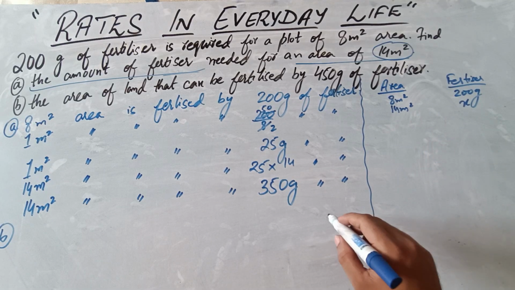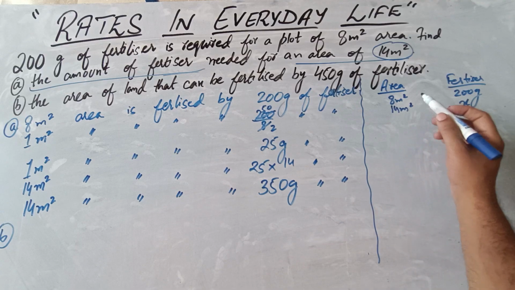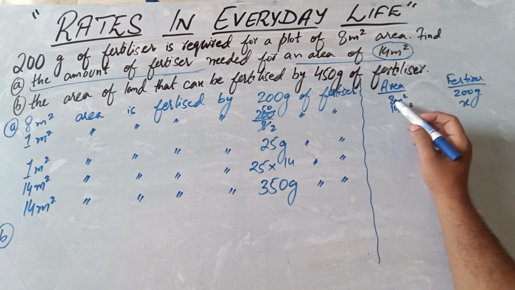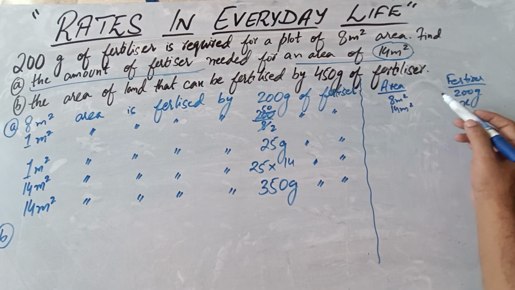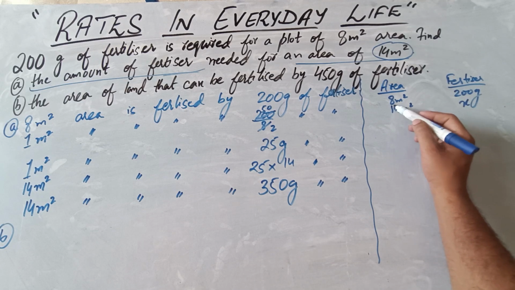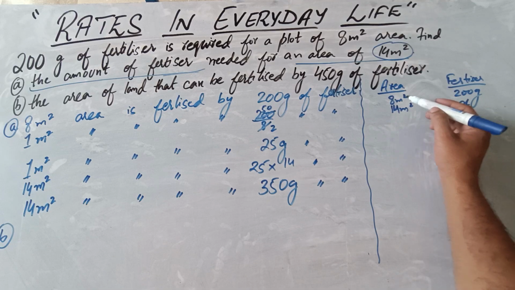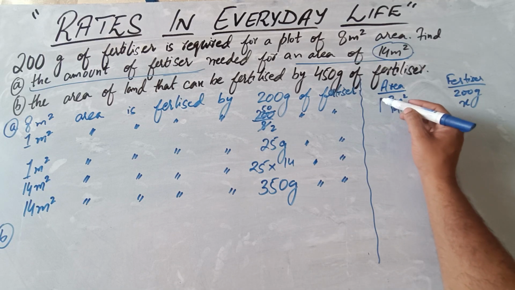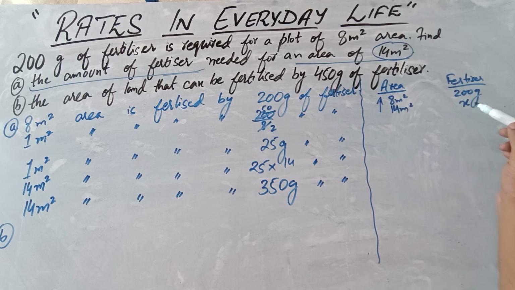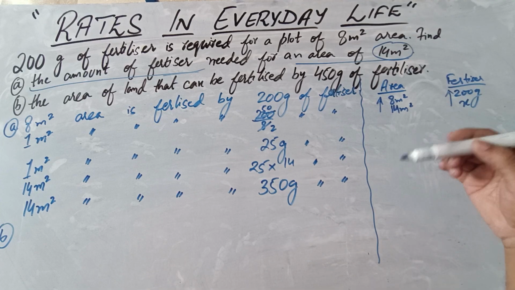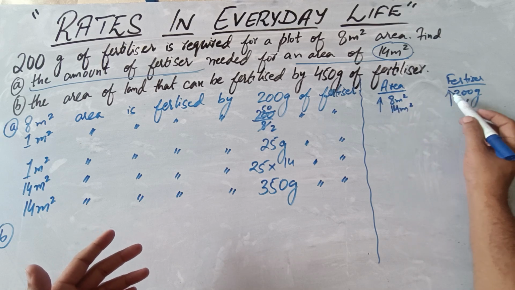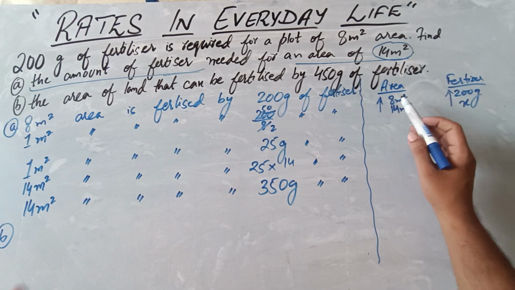So there is a very simple technique. So this is 8 meter square. For 8 meter square, 200 gram is needed. So if the area is increased, then definitely the fertilizer amount would be increased. So this is a direct relation. So keep both the arrows at the top or both the arrows at the bottom, but the direction of both the arrows must be the same because it is a direct relation.